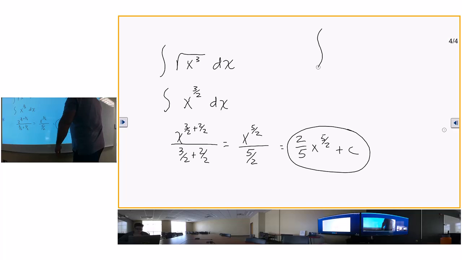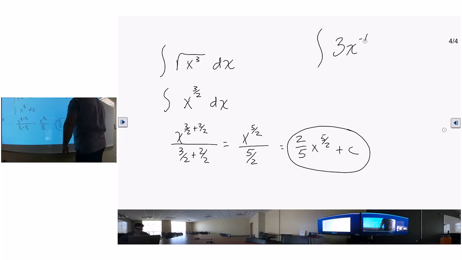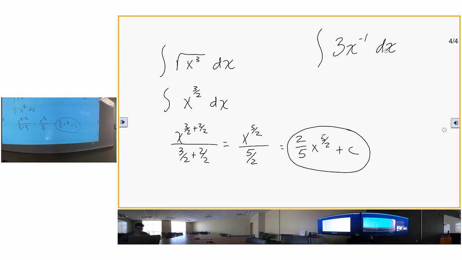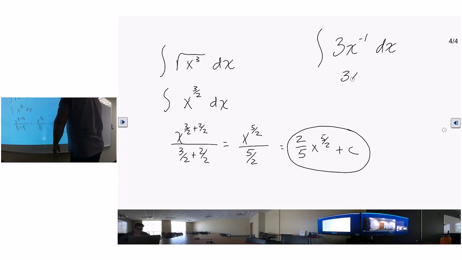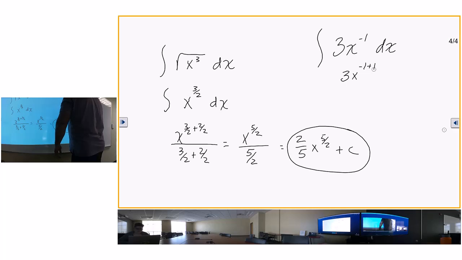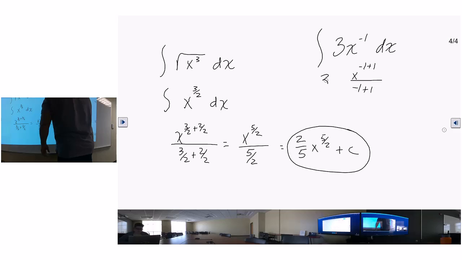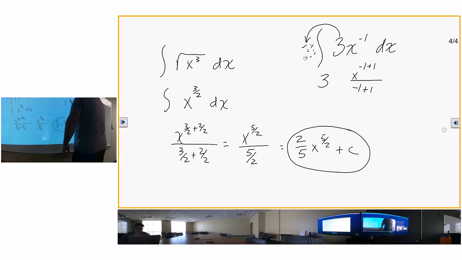The antiderivative of 3x to the -1 dx. In this case, you don't have to rewrite it. You just have to think. 3x to the -1 plus 1 over -1 plus 1. That 3, you can bring out front. It's a constant, so you can bring it out here. Okay? And then that's going to be 3 what?